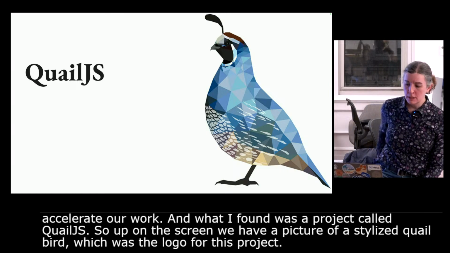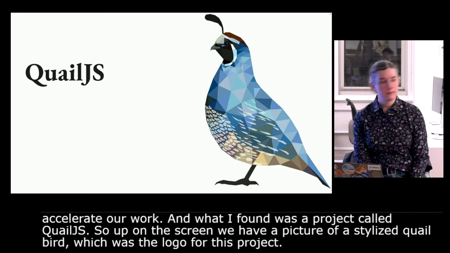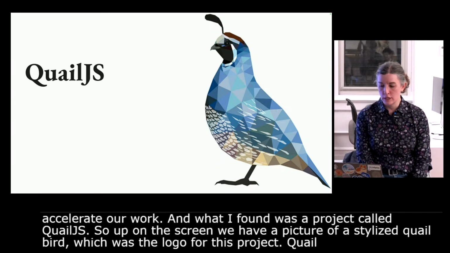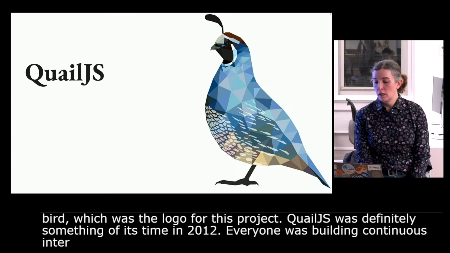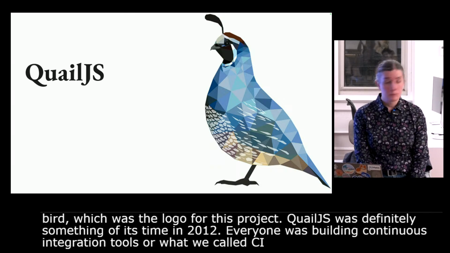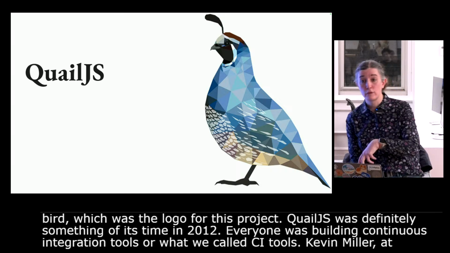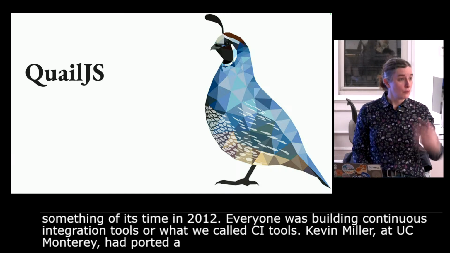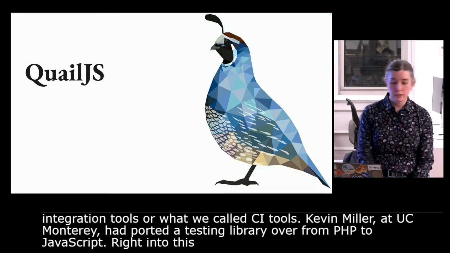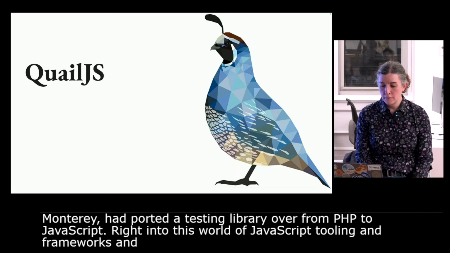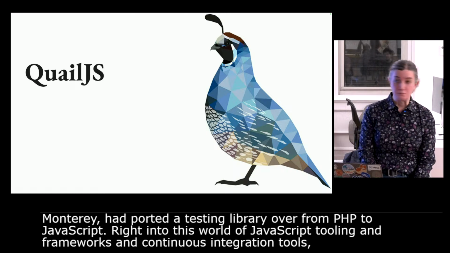QuailJS was definitely something of its time in 2012. Everyone was building continuous integration tools, or what we called CI tools. Kevin Miller at UC Monterey had ported a testing library from PHP over to JavaScript, right into this world of JavaScript tooling and frameworks and continuous integration tools. And it was a beautiful idea.